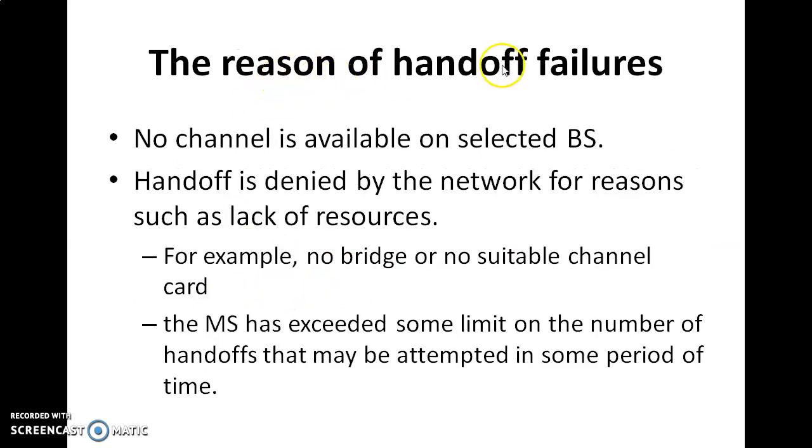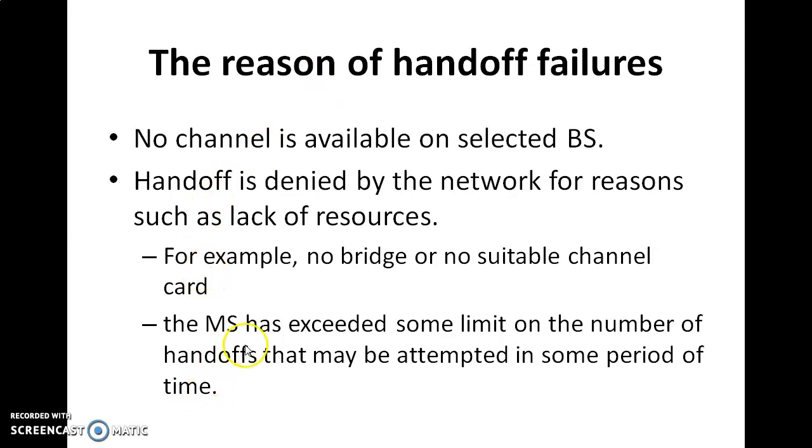So what are the reasons for handoff failures? No channel is available on the selected base station. That is one reason. Handoff is denied by the network for reasons such as lack of resources. Because of lack of resources, the handoff is denied, and this may be a failure for handoff. What are the resources? For example, there is no bridge or no suitable channel. Because of this, lack of resources occurs and handoff is denied.